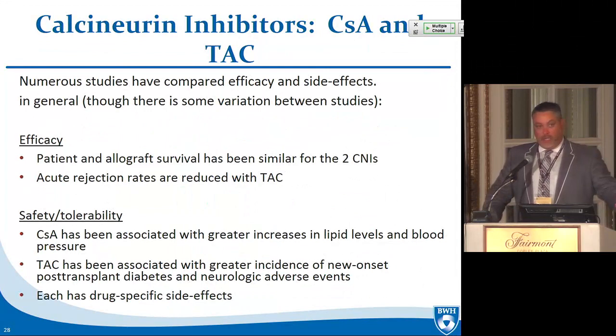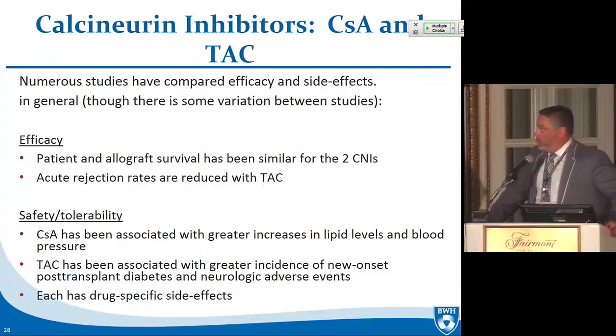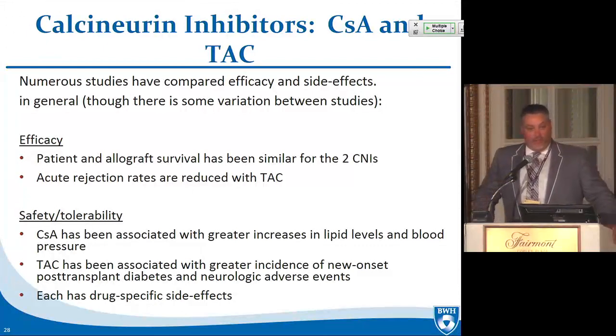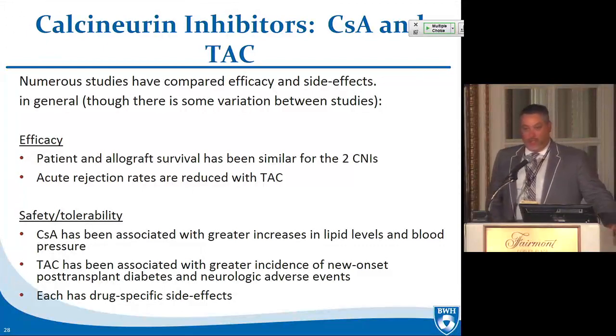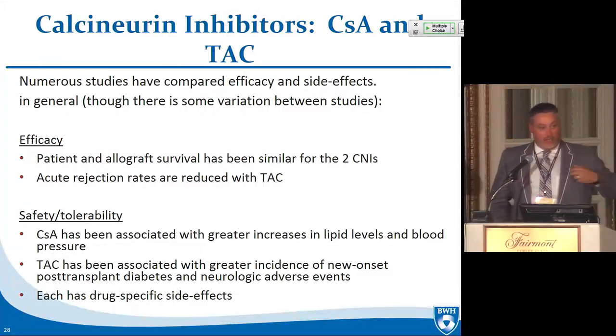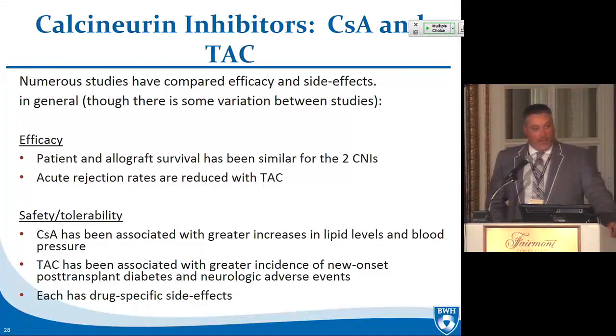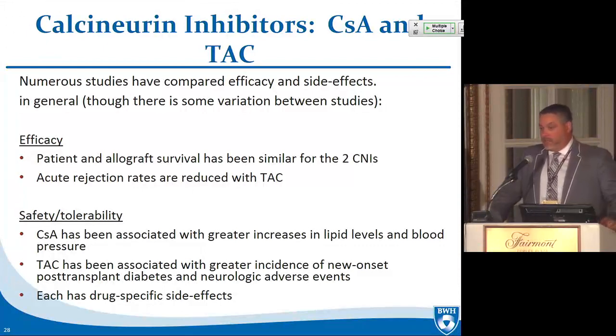These drugs have been studied head-to-head ad nauseum in greater than 50 clinical trials, and generally what we know is that patient and allograft survival in the 1 to 5 year follow-up of these studies are generally similar. But what we feel is that we have seen TAC causing lower acute rejection rates. And again, based off of that HUMAR data that showed acute rejections bad, you've seen almost a complete withdrawal of cyclosporin and an almost complete dependence on tacrolimus in the US.